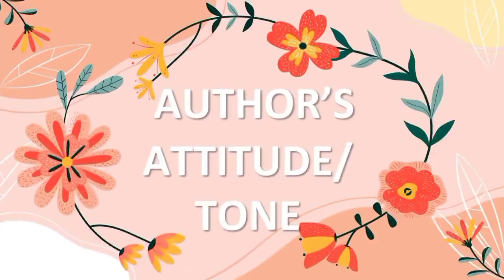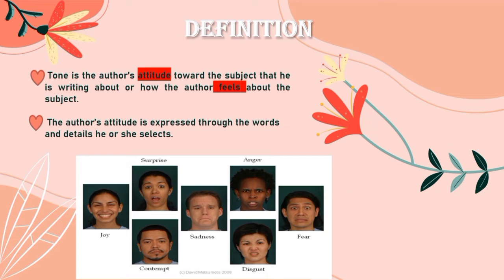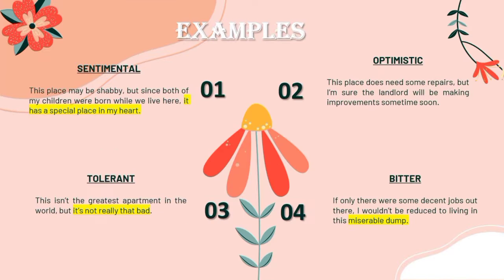Now we look at the author's attitude or tone. What is author's attitude or tone? Tone is the author's attitude toward the subject that he is writing about, or how the author feels about the subject. The author's attitude is expressed through the words and details he or she selects. Next, we move to the examples of author's attitude or tone.